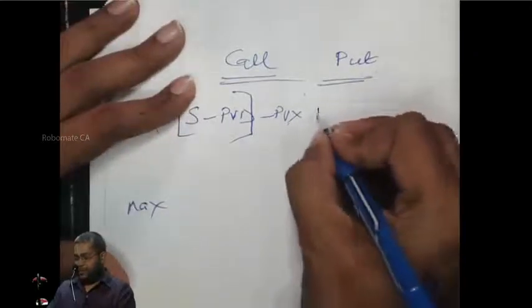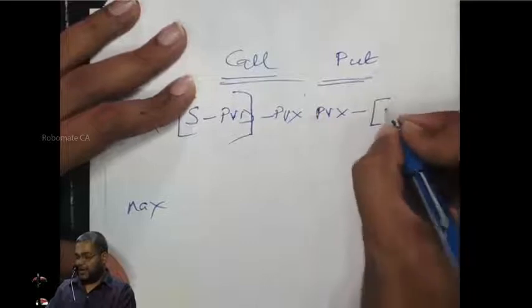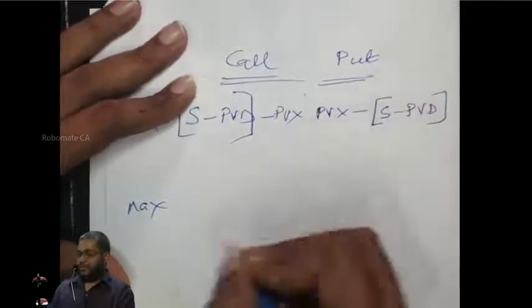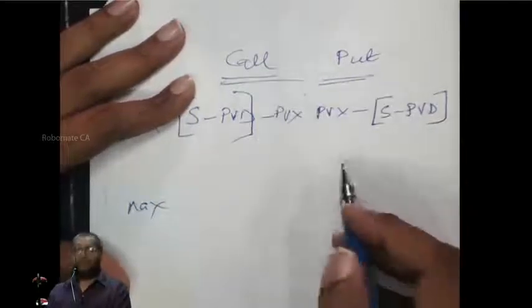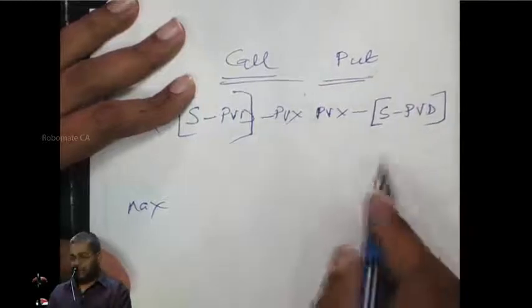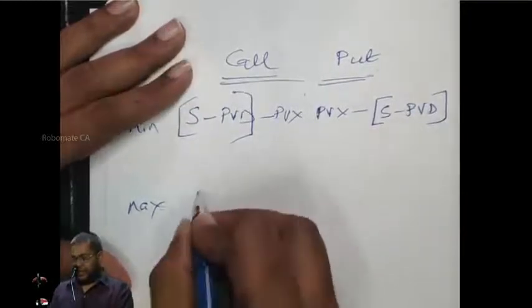Tell me what is the put option value? Present value of strike price minus what? Spot price minus present value of dividend. If you break the bracket, what is the formula? PV of X plus PV of D minus spot price. You know, minus into minus becomes what? Plus.